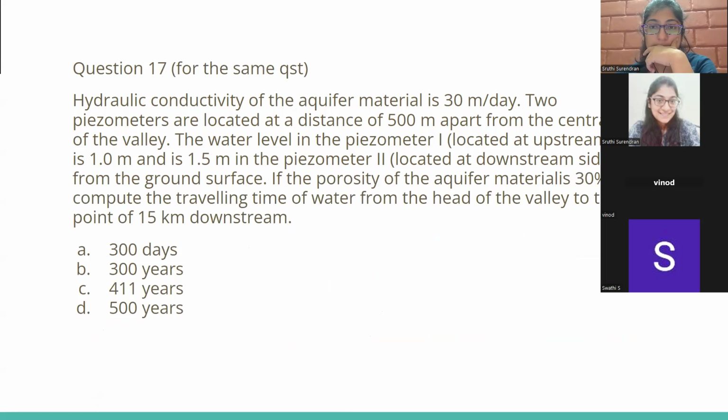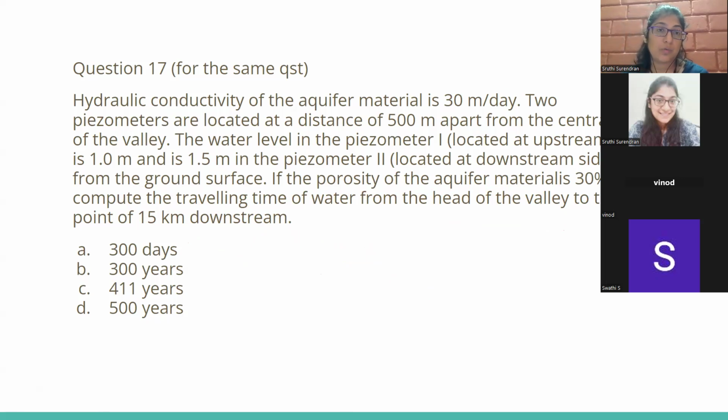Again, in this problem, hydraulic conductivity is given. This is for the same earlier question. Hydraulic conductivity, 500 meters apart, 1 meter water level at the first point and 1.5 at the second point. Here porosity is given. What has been asked is to compute the traveling time of water from the head of the valley to a point which is 15 kilometers downstream. So we know the velocity calculated from the earlier question. What we need to do is calculate the traveling time.